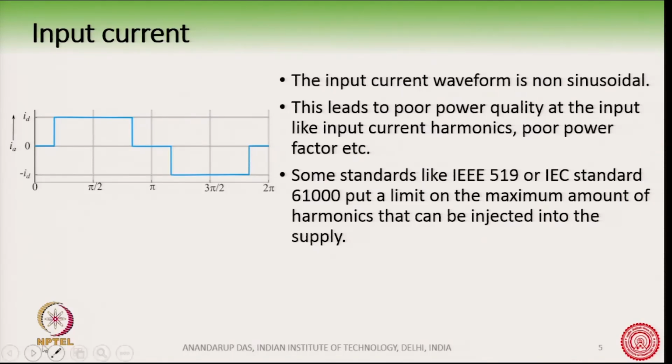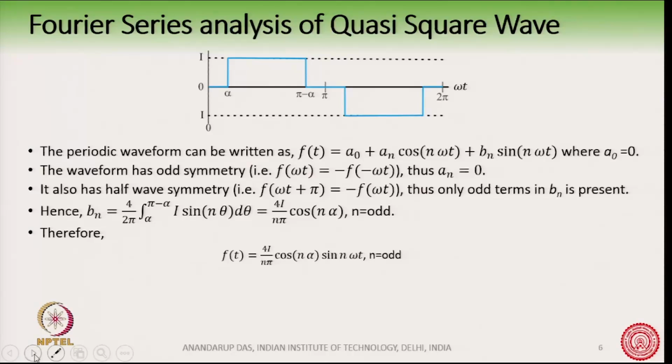Right. So, before going into that, let us quickly analyze what harmonics are present in this waveform, so that we can at least know what harmonics are getting injected into the supply. This is a periodic waveform, so if you write the Fourier series, with very standard notation, this is A0, An cos n omega t and Bn sin n omega t.